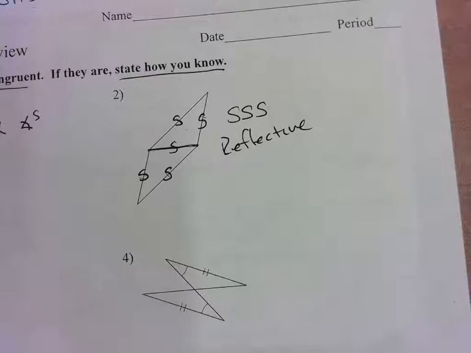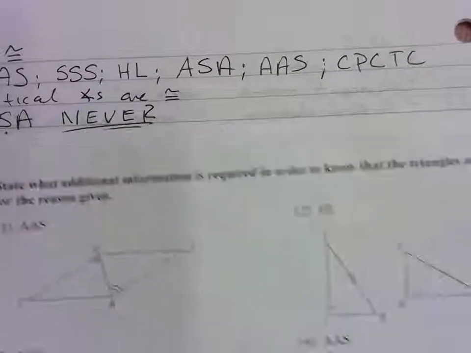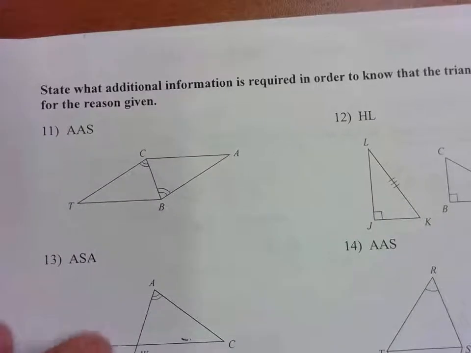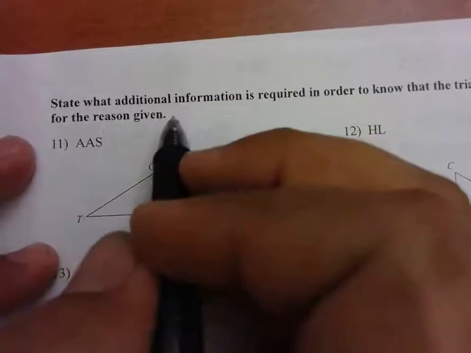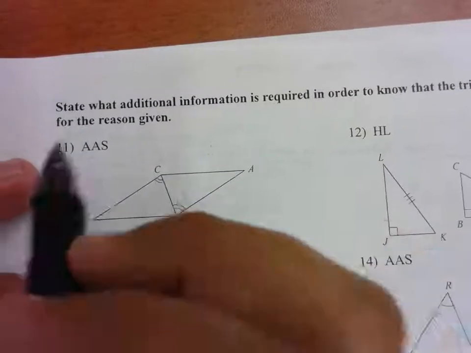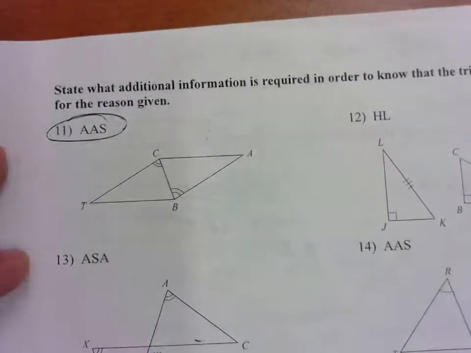Reflexive property. That's how you're doing 3 through 10 now. So you just write the S or whatever it is. And then how you know, because there's something missing. And some of them might not be congruent at all. Flip it over, let's do it back. Number 11. This one says, state what additional information is required in order to make the triangles congruent. They give you the reasons. This one's angle, angle, side.